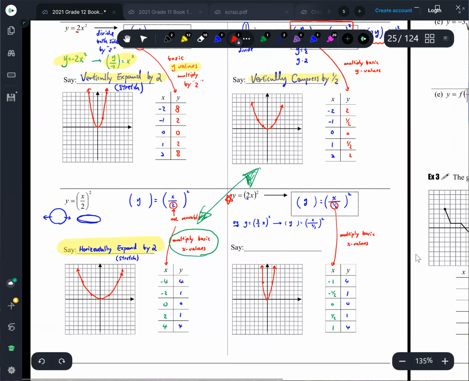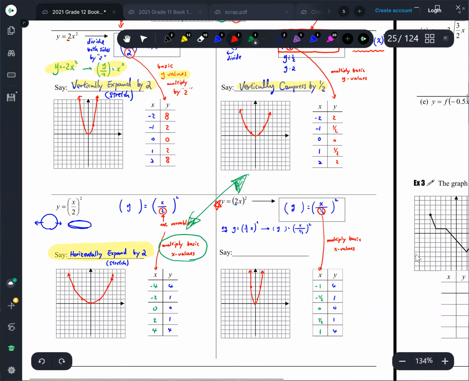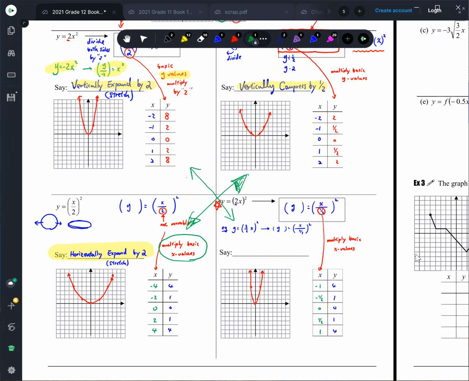Okay, so it does similar things as the first graph that we did last class, right? The vertical expand by 2, right? You can compare these two, right? Both gets taller, but in a different way.